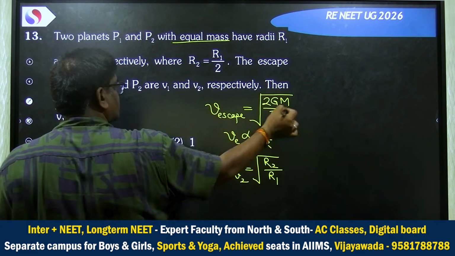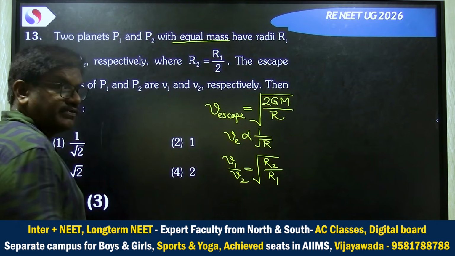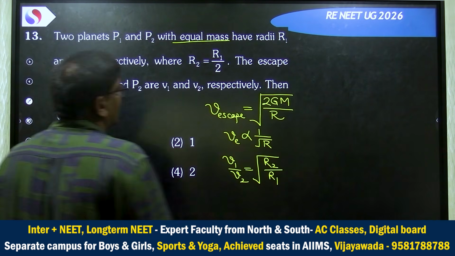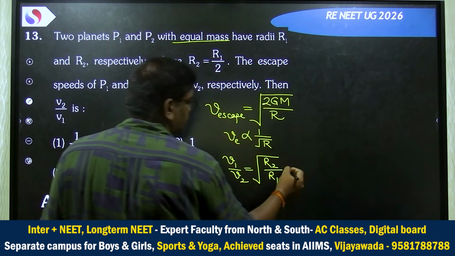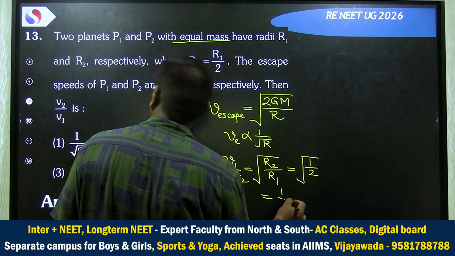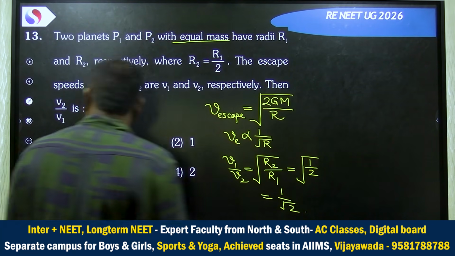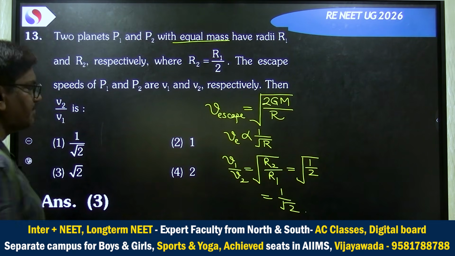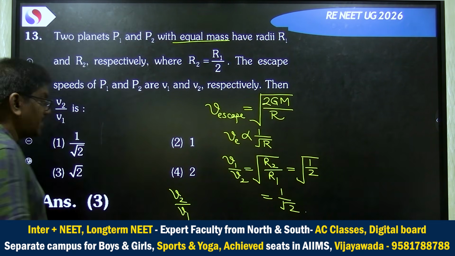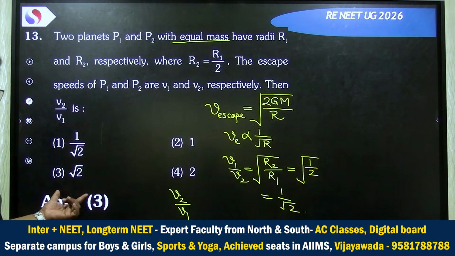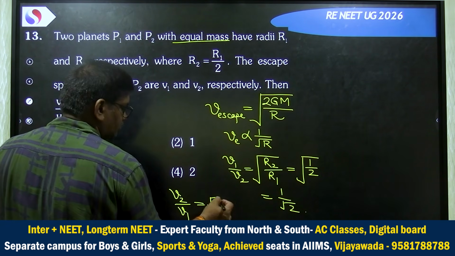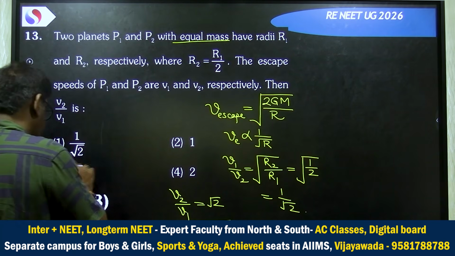Equal masses are given, so this 2GM value will be constant, directly proportional to 1 by R. What is R2 by R1? From this equation, R2 by R1 is 1 by 2. That's why this is 1 by 2. That's why this is 1 is to root 2. Okay, this is V1 by V2. What they are asking is V2 by V1. Yes, this mistake can be done because 1 by root 2 is also there and root 2 is also there. Be careful. So V2 by V1 will be what? That is root 2. Which is option 3.